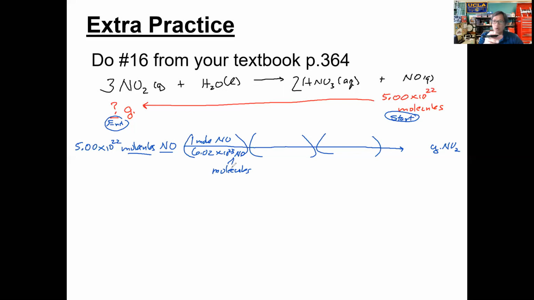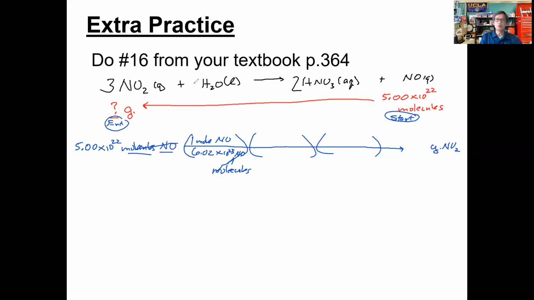We define the mole as being this many particles, this many number of whatever particles we're referring to. And so we're referring to particles of NO here, molecules of NO. And so we will use this here in order to eliminate that unit right there. Okay. And now we have moles of NO. We want to get to grams of NO2. So we're not quite there yet.